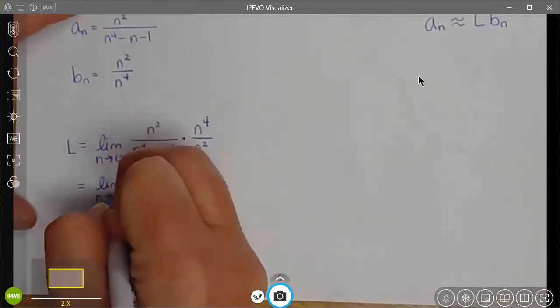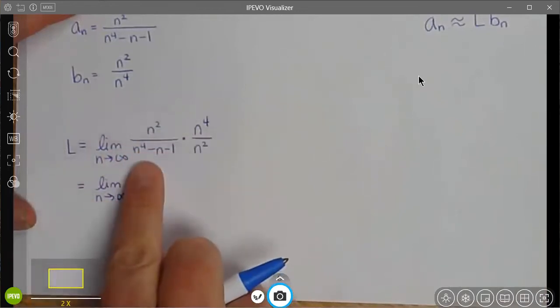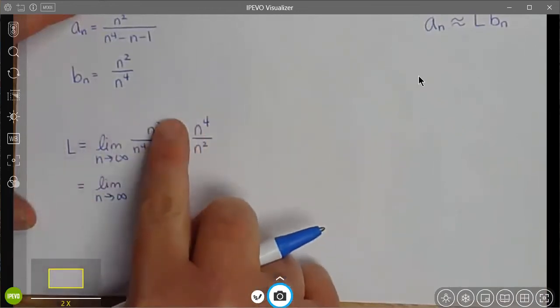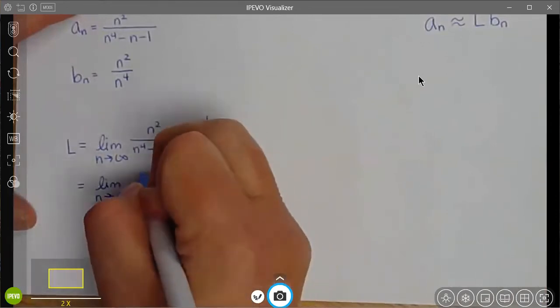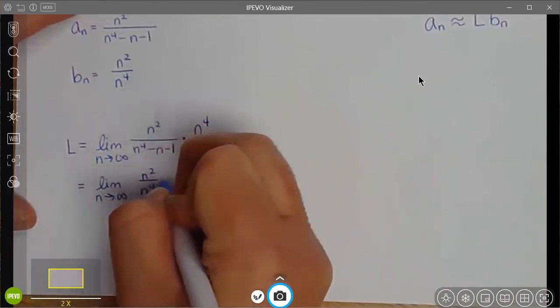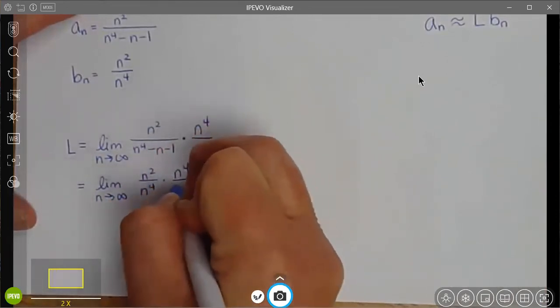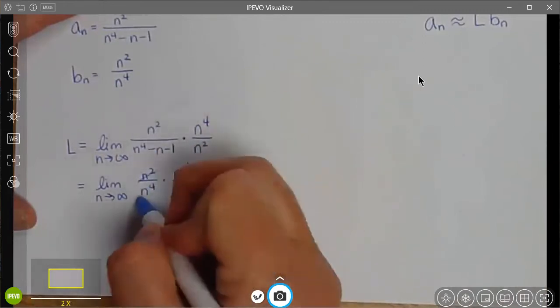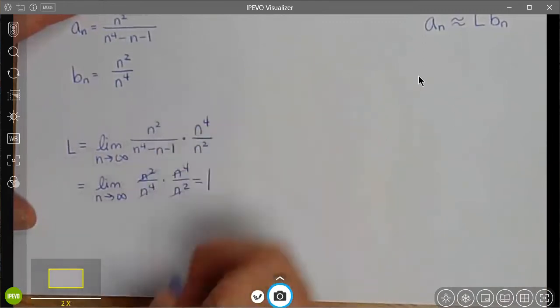So this is the limit as n goes to infinity. So for this piece of the limit, I have n squared over n to the 4th as my leading terms. And that'll be times n to the 4th over n squared. Okay, so these will all cancel out, and this gives me a limit equal to 1.